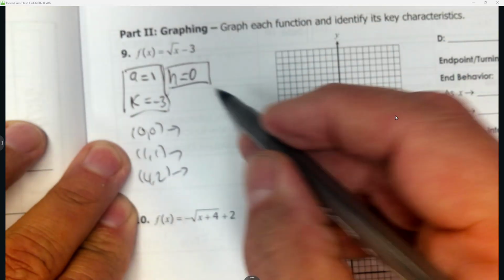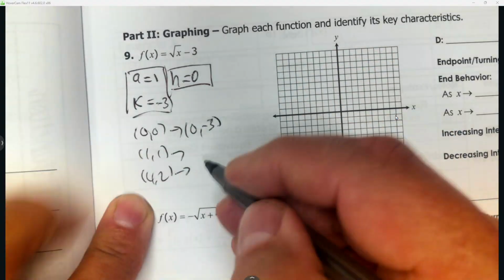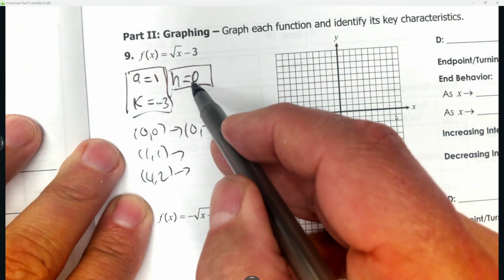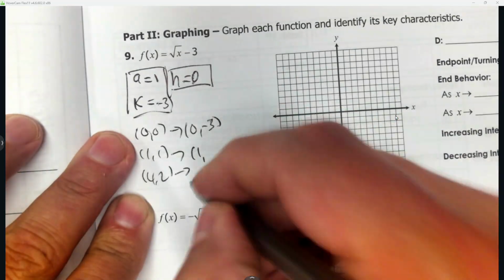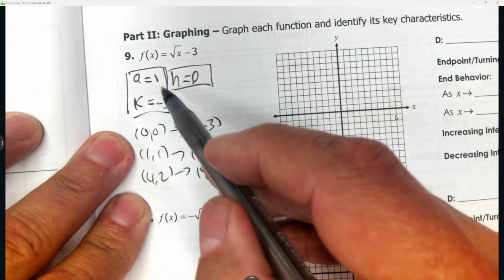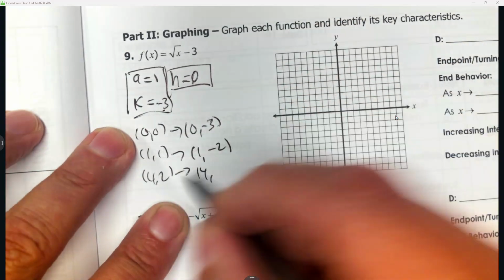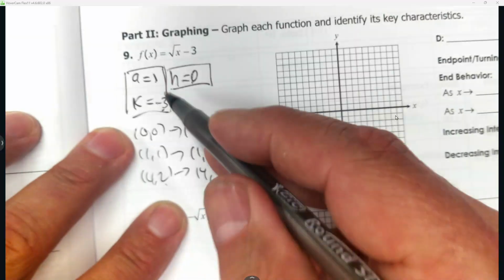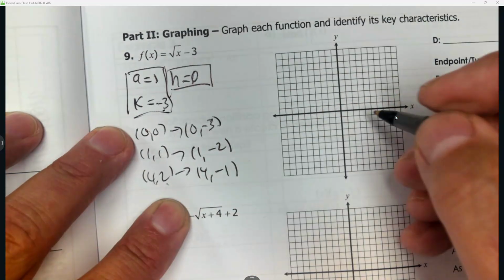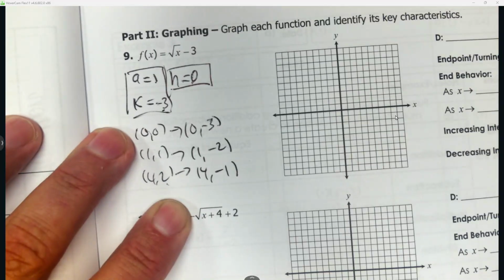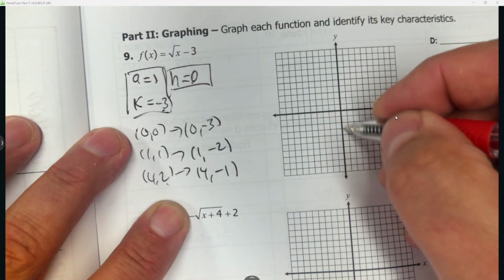Now my first point is going to be h and k. That's 0 and -3. My next point, I'm going to add 0. Well, that doesn't change anything. For my a, multiplying times 1 and then subtracting 3. And then 2 times 1, which is 2, take away 3. And then we're going to put these on a graph. So 0, -3.